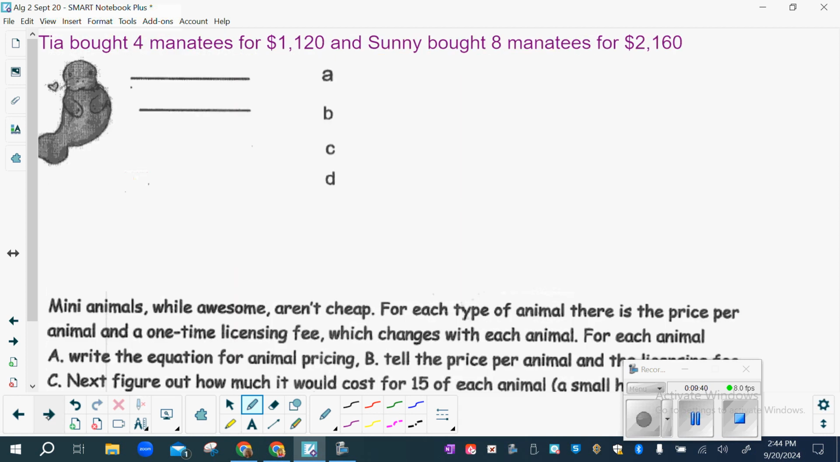Okay. Tia bought 4 manatees for $1,120, and Sunny bought 8 manatees for $2,160. We're answering all the same 4 questions. So how do we start? I'll find the point. You have to do the slope formula. Okay, but even before that, what do we do? Write that. Find the point. Write our 2 points. So our 2 points are going to be (4, 1120) and (8, 2160).